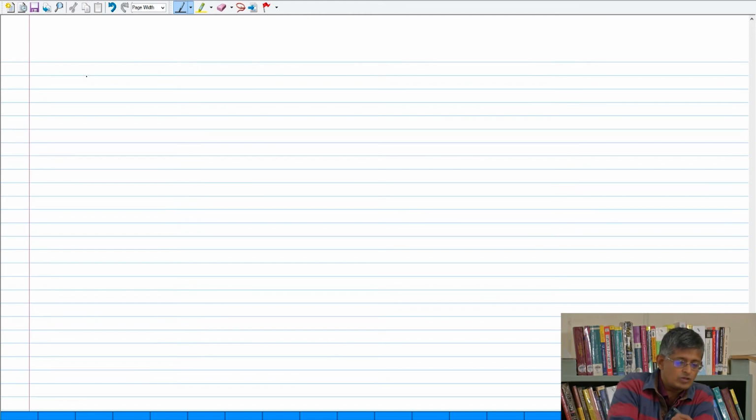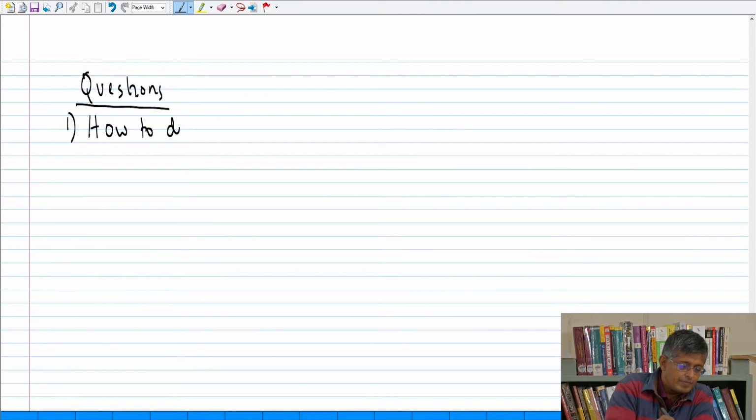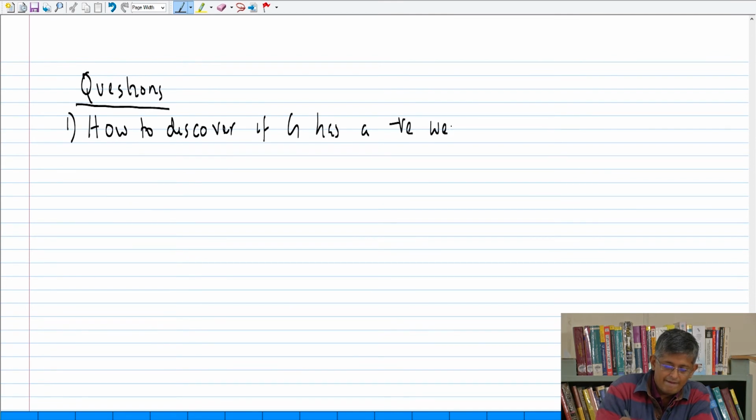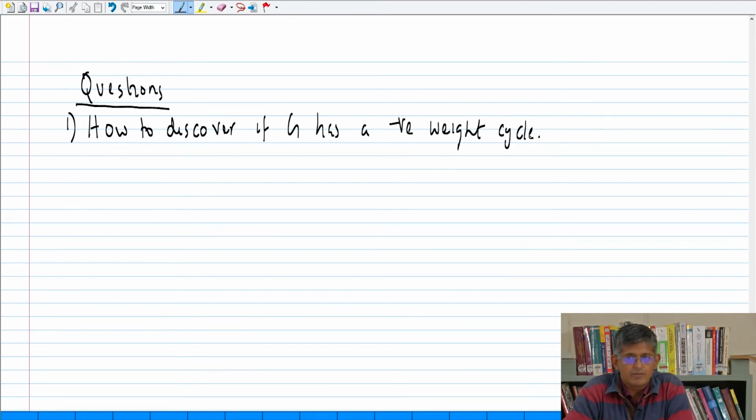So basically, I'm close to finishing. So here is a whole set of questions. The first one is, how to discover if the graph G has a negative weight cycle? Because if you have to choose to run Dijkstra's algorithm, you need to know whether the graph has a negative weight cycle. So here is one question which is closely related to the shortest path problem. Edge weights are there, how to discover if the graph has a negative weight cycle?